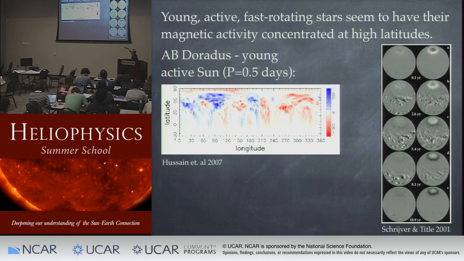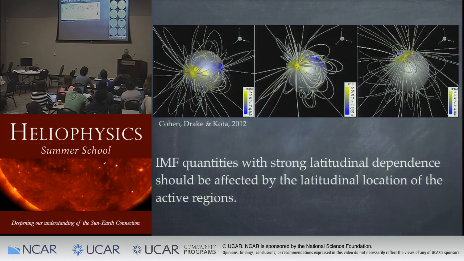This is a map of a star called AB Dor. It's a young active sun with half a day rotation period. This is from Hussain et al. 2007. Carl Schrijver made some simulations of this pumping of rotation, and they show that indeed you can get the concentration of the magnetic field moving up to the poles. So the question is, what are the consequences of this polar concentration in terms of the magnetic field?